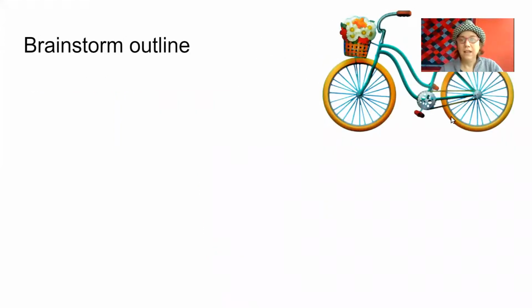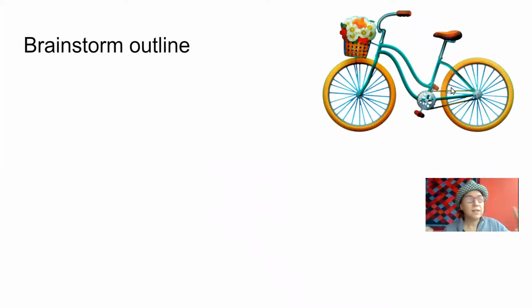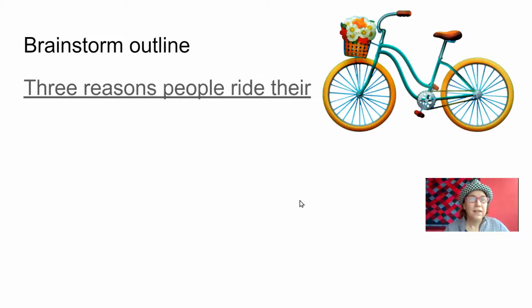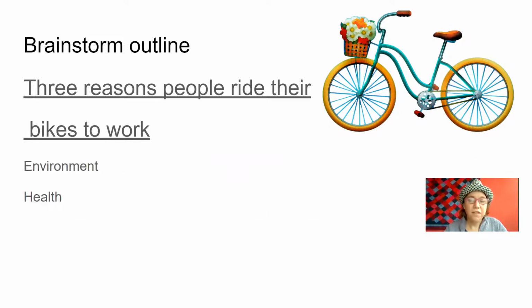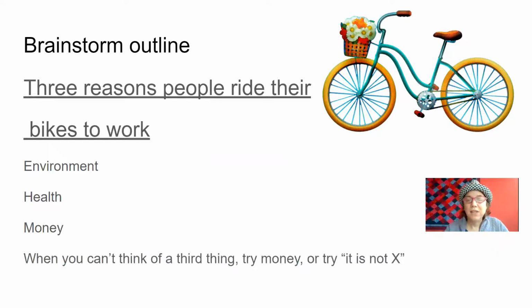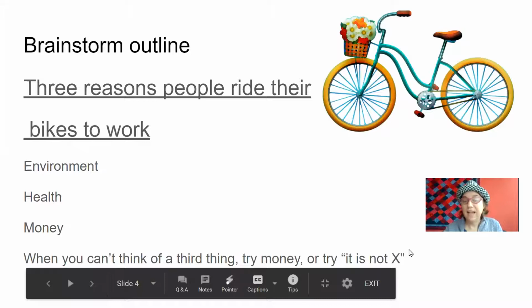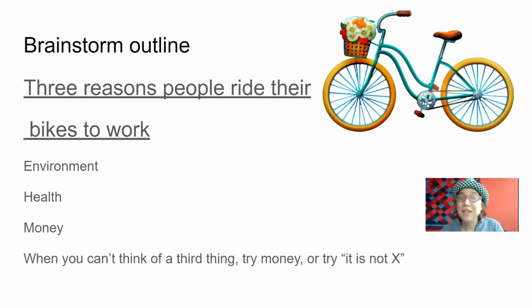So brainstorm your outline. Maybe your outline is, you see the theme, bicycles. Cool bike, right? So for example, three reasons people ride their bikes to work: environment, health, money. Now this is the order that I was just brainstorming, so maybe I'll change it. A lot of times I can't think of a third thing. I may have to walk away and come back, but if I don't have time, try money or try "it's not something," right? Well, it's certainly not because they love trying to look for a place to park.